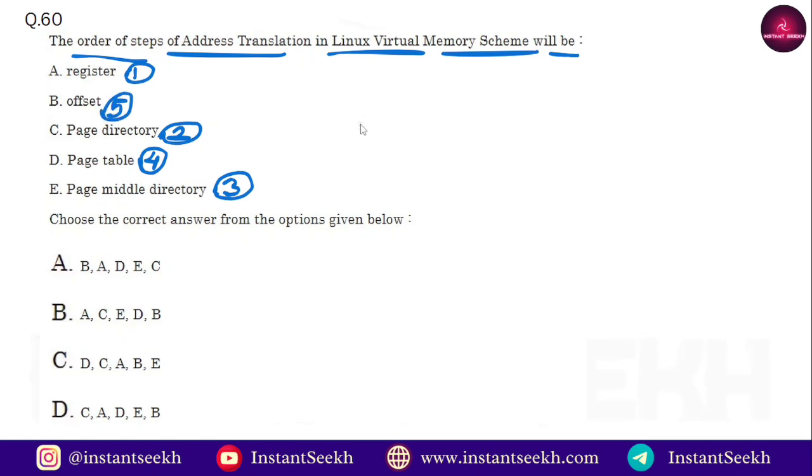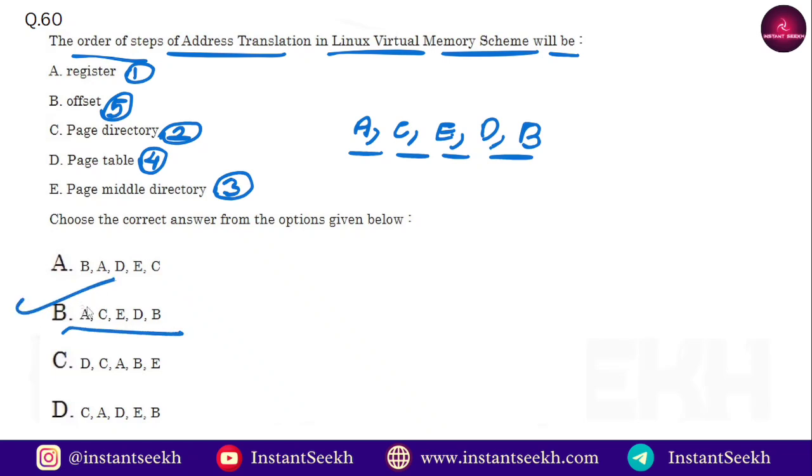Again, I am repeating. Firstly, the process starts with the CPU register that holds the base address, that is option number A. Using the base address in the register, the page directory is accessed, that is option number C. Then to locate the page middle directory, option E. Next, the page middle directory is used to find the appropriate page table, option number D. Finally, the offset within the page is used to access the exact memory location within the frame, option number B. So your correct pattern will be A, C, E, D, B, that is option number B, your correct answer for this question. Let's move on to the next.